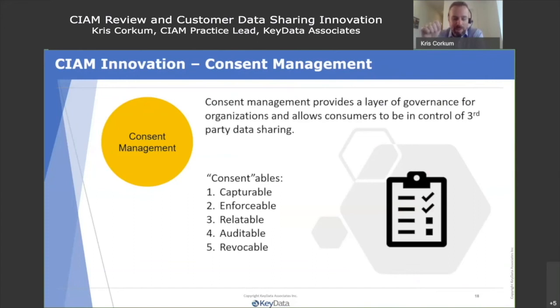So capturable means that consent needs to be captured from the consumer for it to be explicit and binding. Enforceable means that before customer data is accessed, the user consent status needs to be checked. Relatable means that the wording used to describe consent must be meaningful to end users. Auditable means, well, I think we all know what that means, but we need to store it in a way that we can later determine when consent was given or denied, and when it was used for API access to customer data, or when it was blocked. Finally, revocable means that consumers must be able to change their minds and revoke consent at any time.